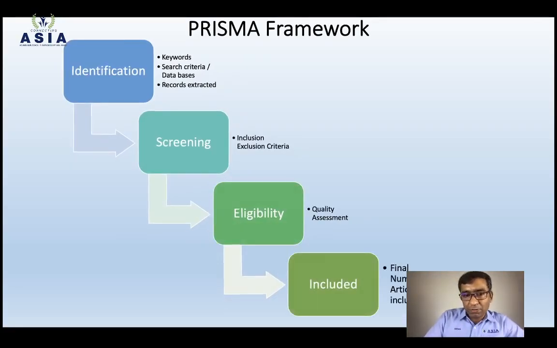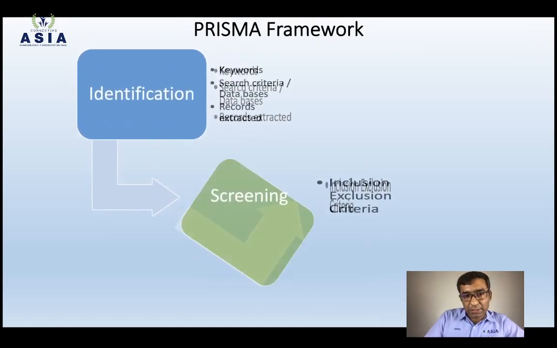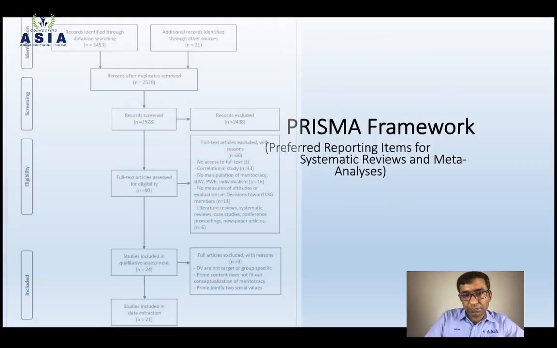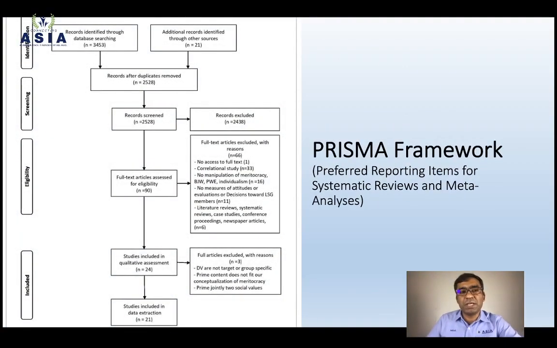Let me go back to this PRISMA framework slide. If you look at the top, you see 3,453 studies were extracted, and later, after duplicates were removed, there were 2,528. Then records were screened and the maximum records were excluded, and they provided the reasons why they excluded particular records.